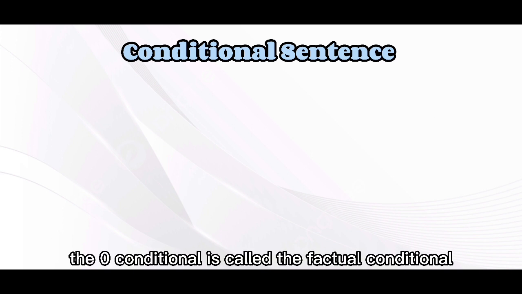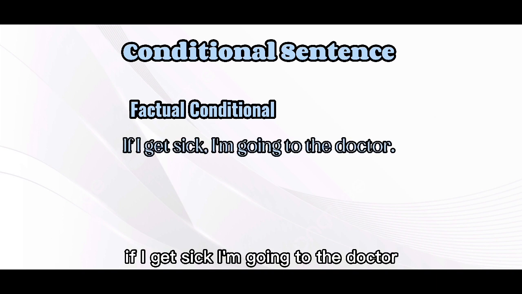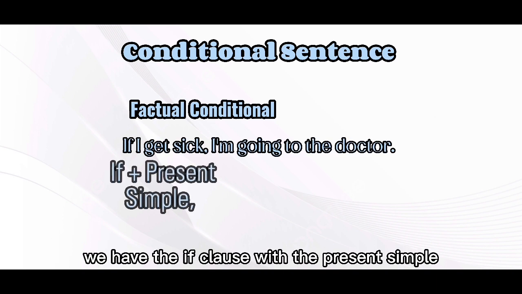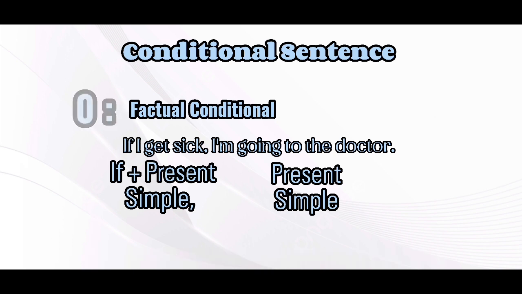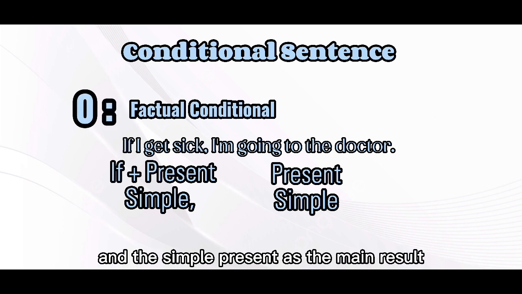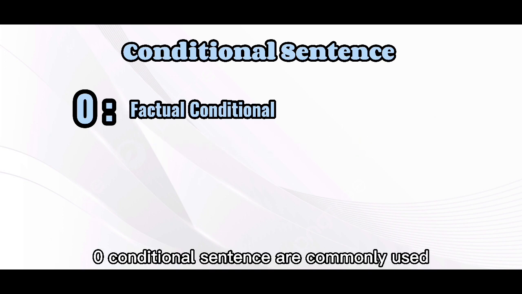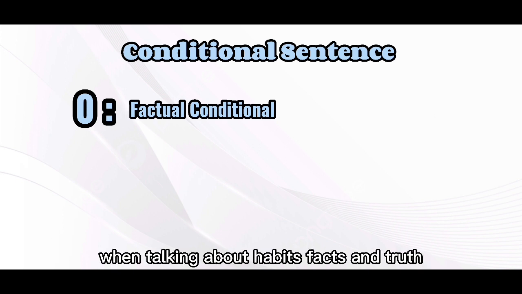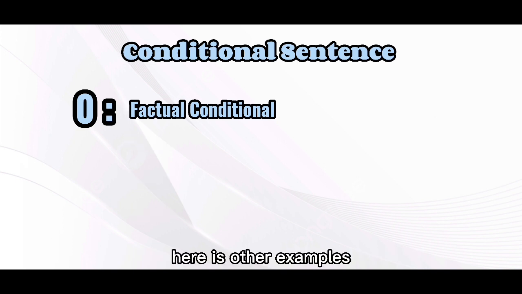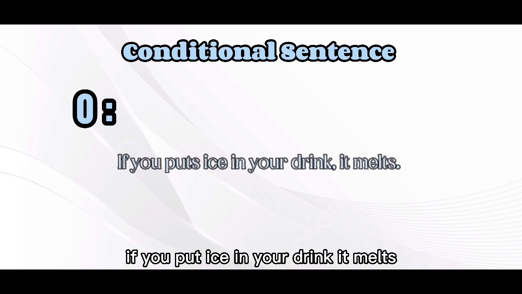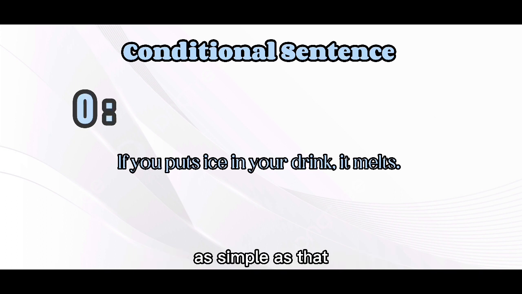The 0 conditional is called the factual conditional. If I get sick, I go to the doctor. We have the if clause with the present simple and the simple present as the main result. If this happens, then this is what happens. 0 conditional sentences are commonly used when talking about habits, facts, and truth. Here's another example. If you put ice in your drink, it melts. As simple as that.